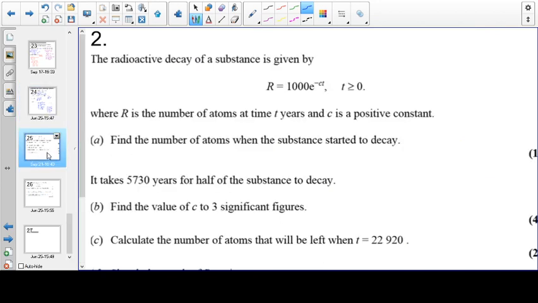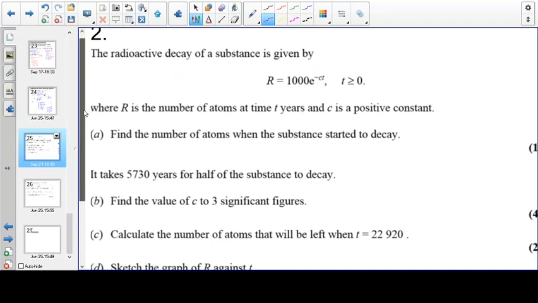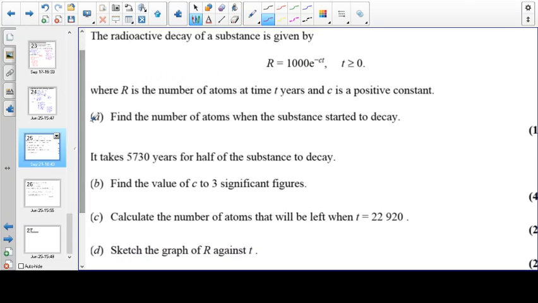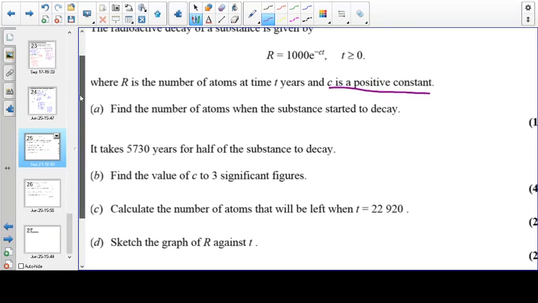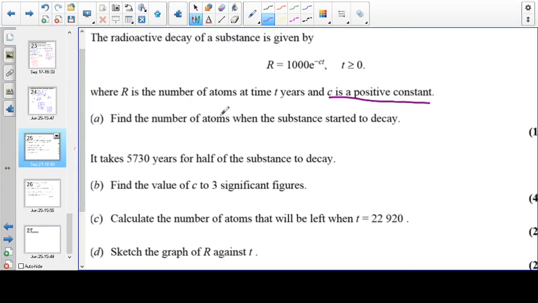Okay, let's look at another one. Radioactive decay of a substance is given by R equals 1000 e to the minus ct. R is the number of atoms, t is years, and c we're told is a positive constant. So there's probably a reason why we've been told that. Find the number of atoms when the substance starts to decay.